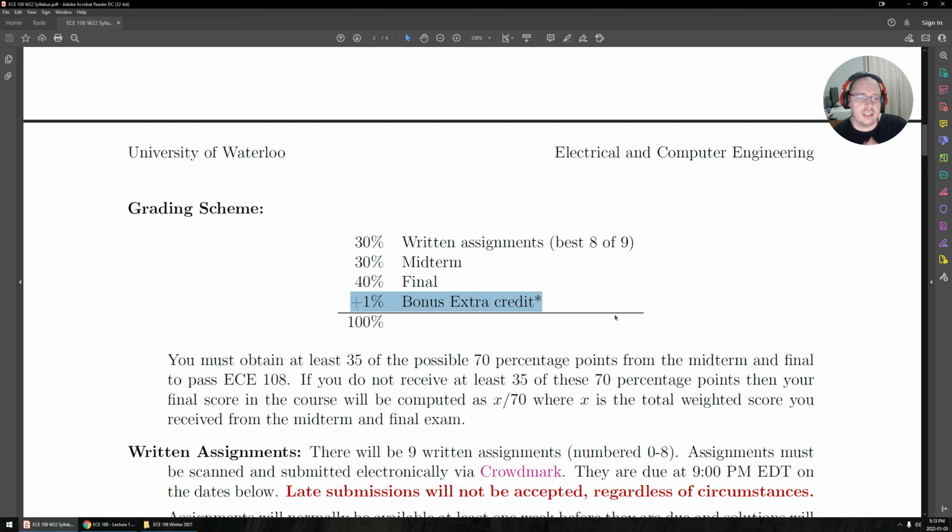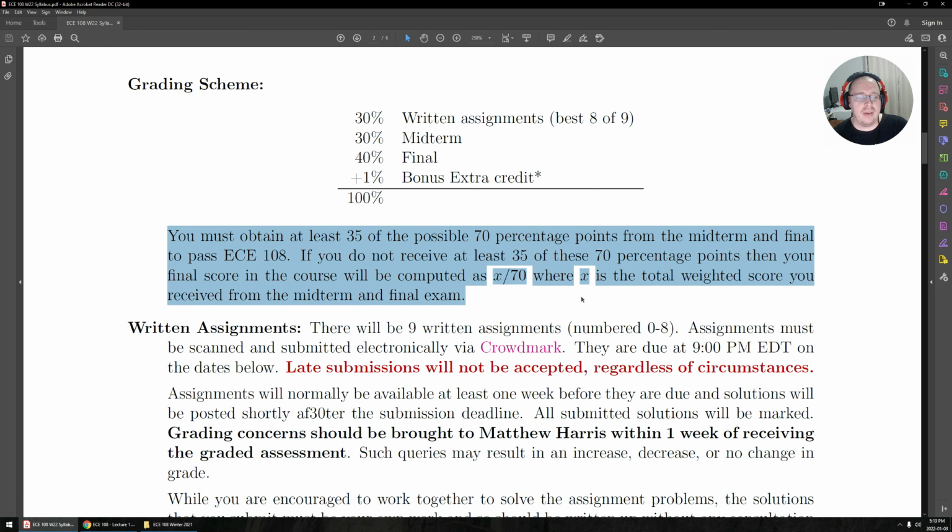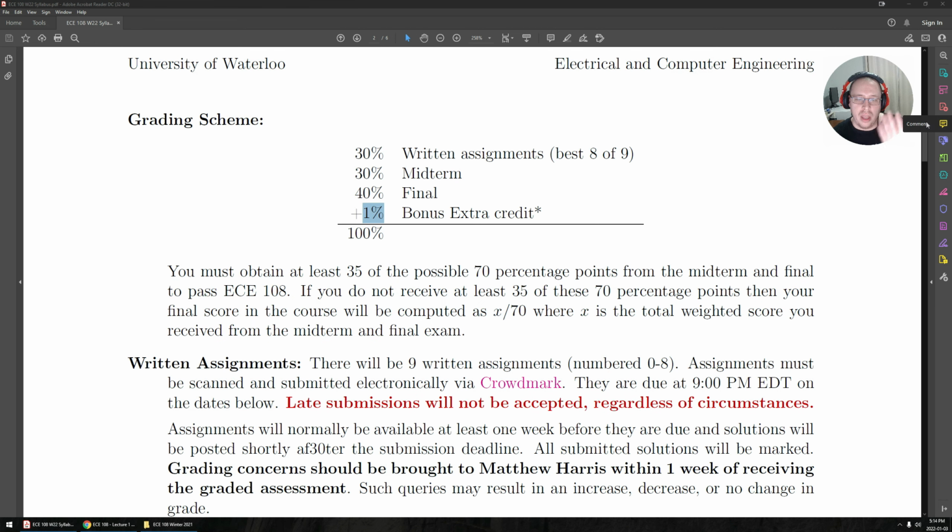Okay, so like Math 115, I'm also including this statement here where you have to get at least 35 out of 70 percentage points from the midterm and the final to pass ECE 108. I hope not to use it, but it's there for mostly cheating purposes. I might waive it, but formally speaking, it is there, so treat it as if it is a hard limit.